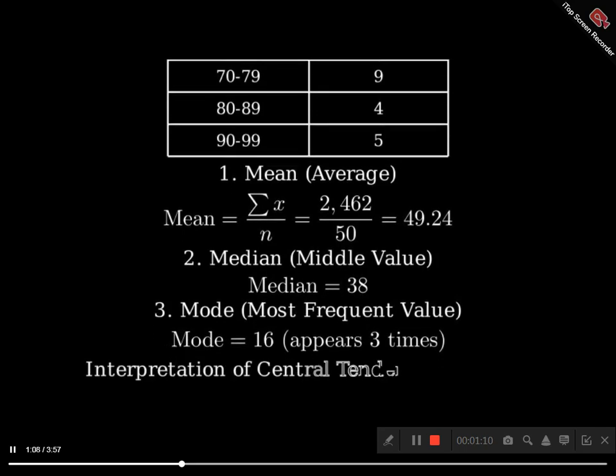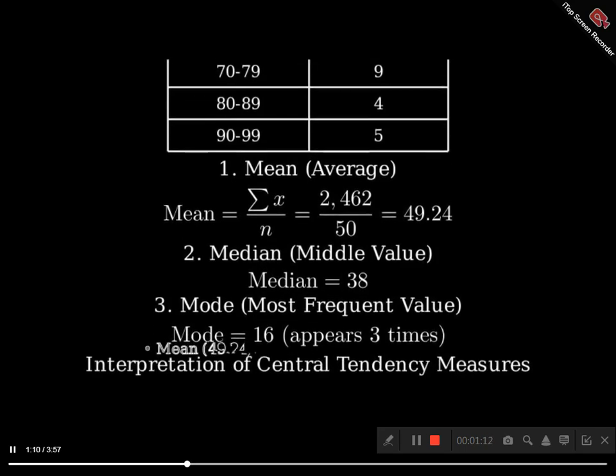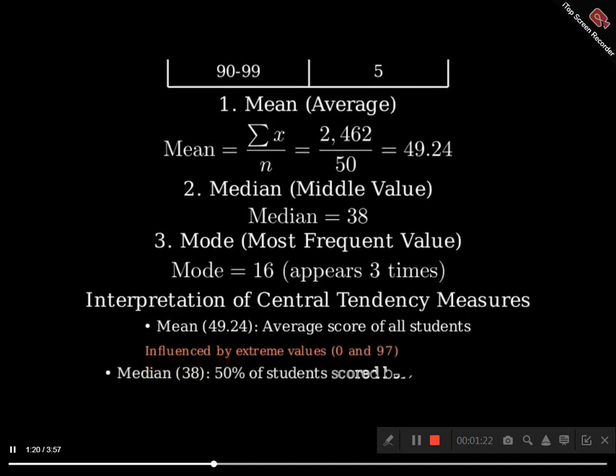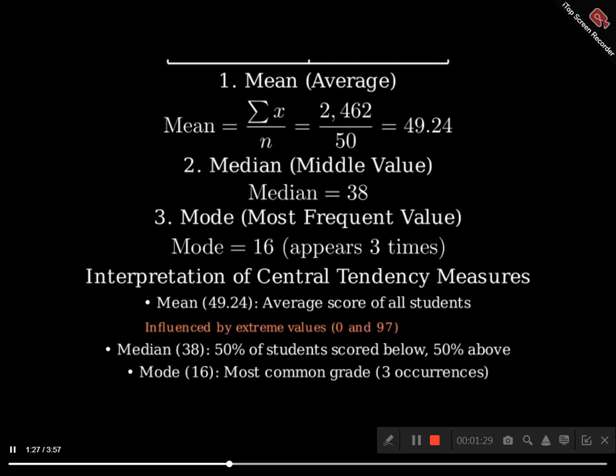Let's interpret these measures of central tendency. The mean of 49.24 represents the average grade of all students. It's influenced by extreme values like 0 and 97. The median of 38 indicates that half of the students scored below 38 and half scored above. The mode of 16 is the most common grade, appearing 3 times in our dataset.